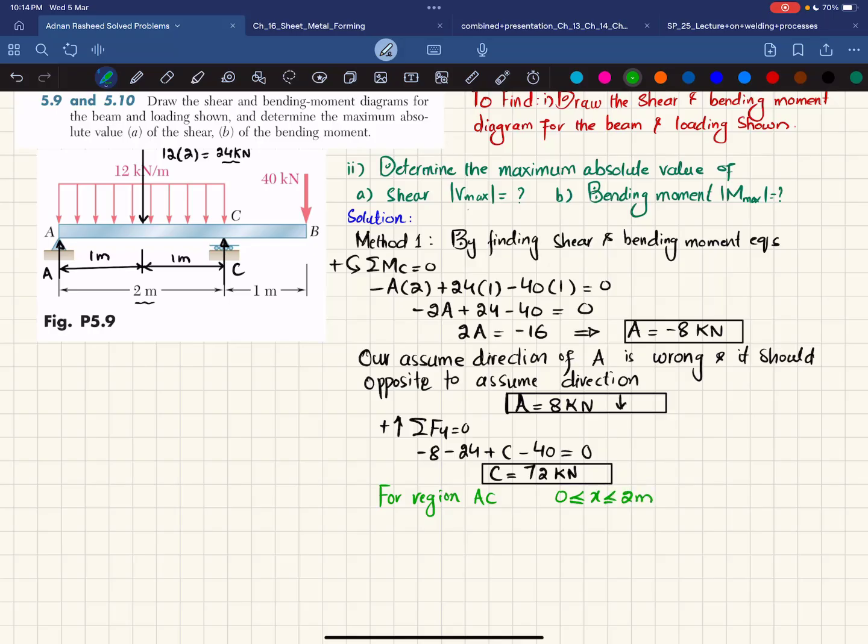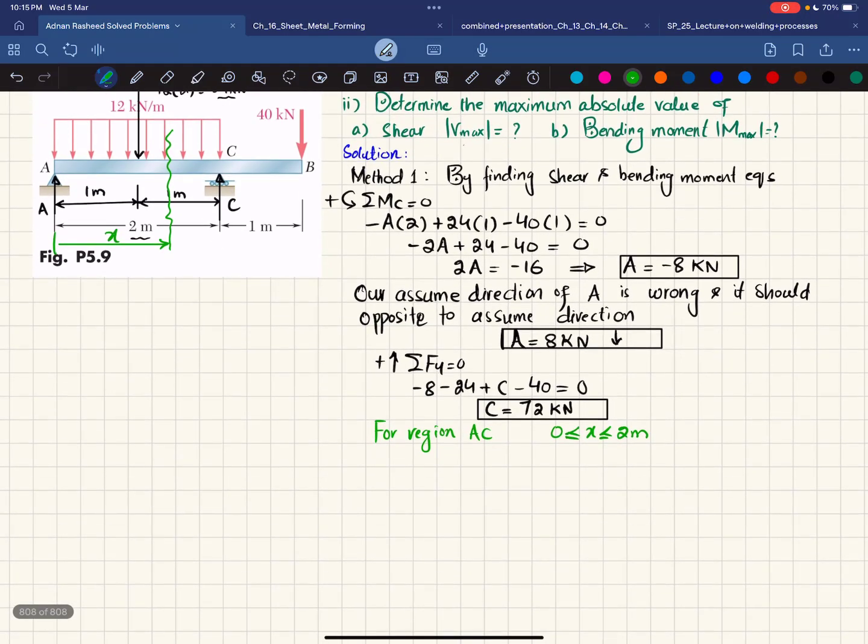So what I will do is cut this beam in region AC and take this distance X, and we will draw the free body diagram over here. Let me draw it first. This is the beam, this is your point A where you have a downward load which is 8 kilonewton, and the total length of this beam where we have cut this is X, and on that we have a uniformly distributed load that is downward, and the magnitude of that uniformly distributed load is 12 kilonewton per meter.